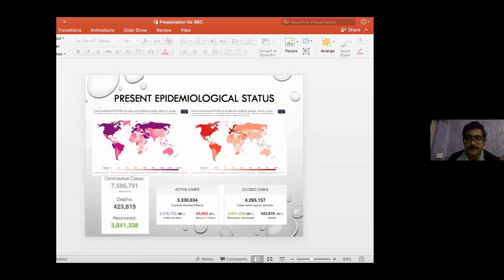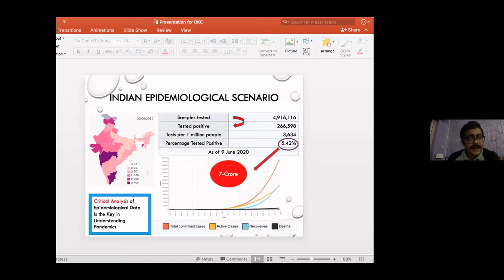Coming to the Indian scenario of COVID-19, it is very important for us to understand the data, not as a whole, but break it up and try to find out how and why. Now, India has tested around 49 lakh samples till date, among which 2,66,000 have been affected. Considering the huge population of India, which is around 130 crore, the 2,66,000 positive cases may not sound a big deal, but we need to understand that the percentage of tested positive population is 5.42%. That means if the entire population is tested and if the same trend is followed, we may end up with 7 crore cases of COVID-19. That is a very severe alarm.